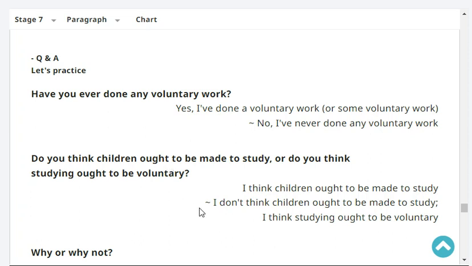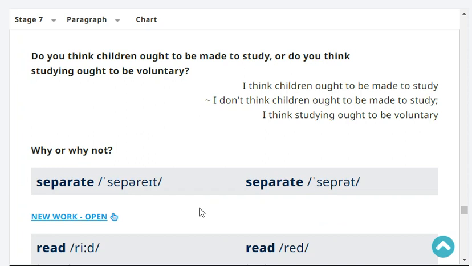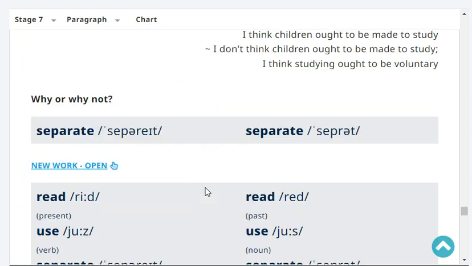Do you think children ought to be made to study, or do you think studying ought to be voluntary? I think children ought to be made to study. Why? Because they won't study on their own. Very good.